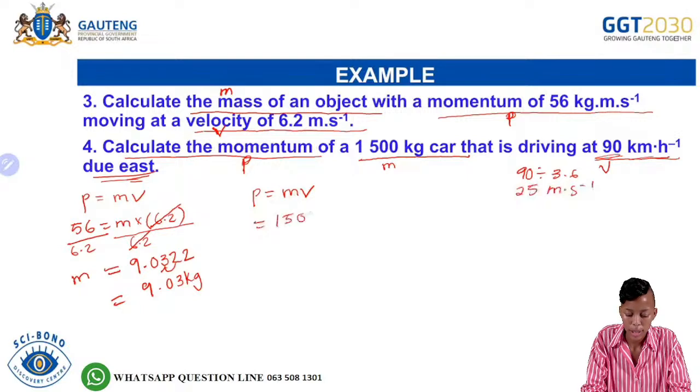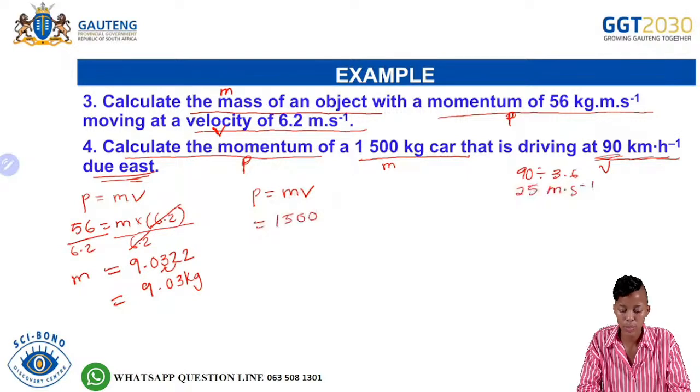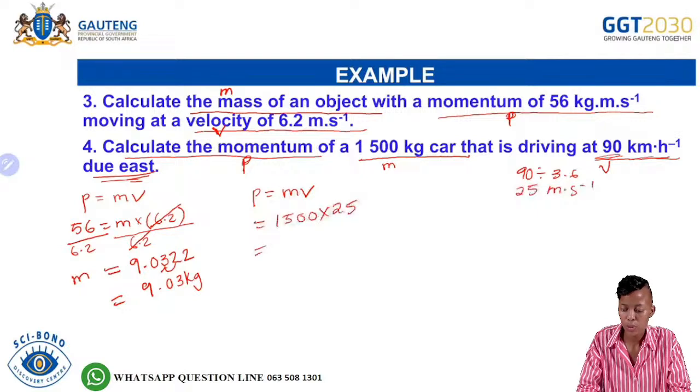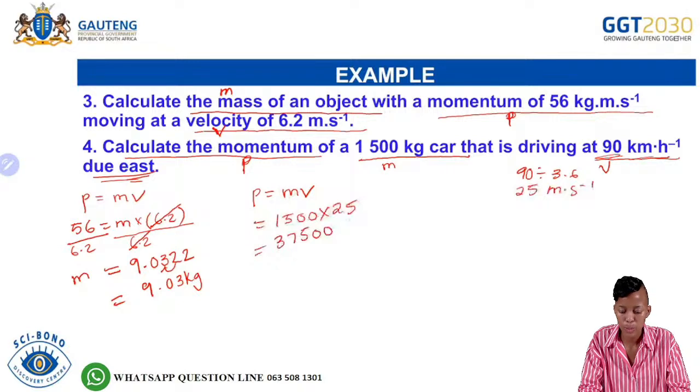Okay, so you have your mass there of 1,500. So we are now substituting 1,500 multiplied by a velocity of 25. So you are going to use your calculator. 1,500 multiplied by 25, and I'm getting 37,500.